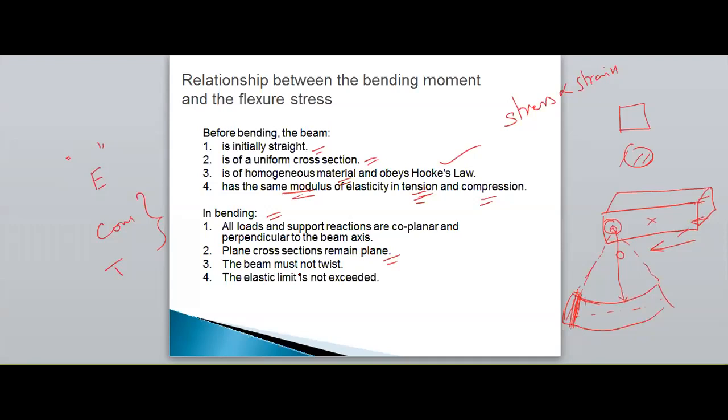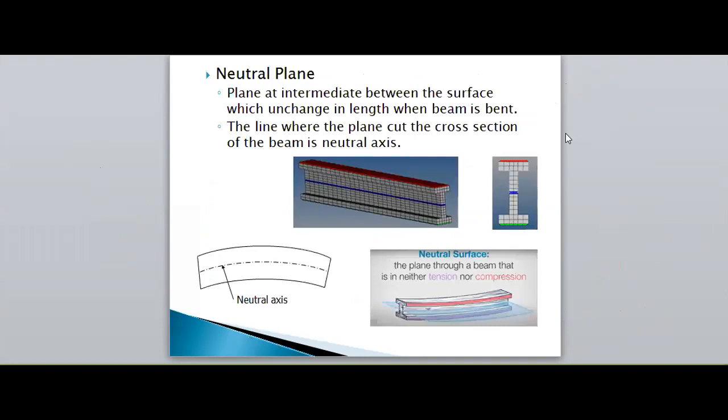The bending must not have any twisting. There is no twisting in the beam. And it has not exceeded the elastic limit. We are not applying load beyond the elastic limit. So these are the assumptions while deriving the bending stresses.